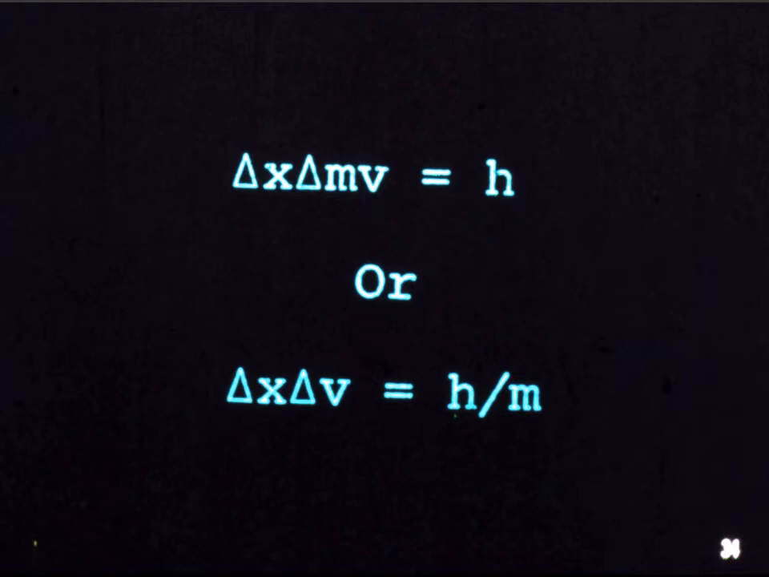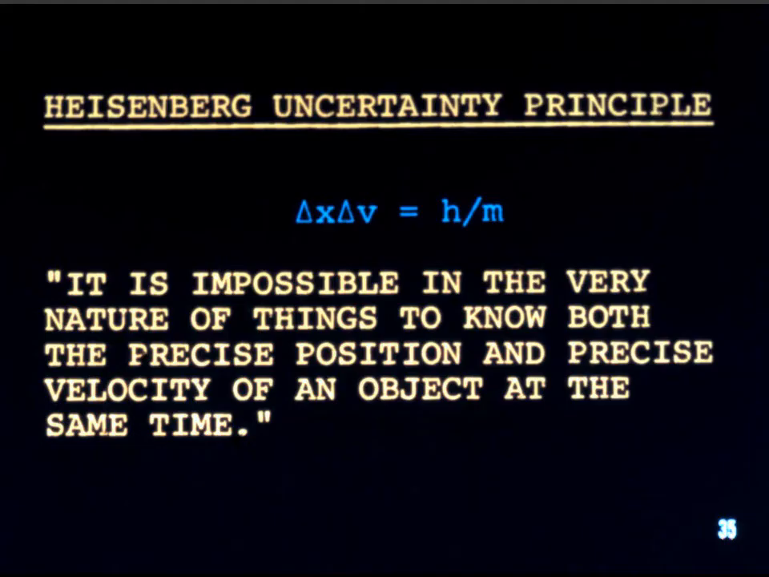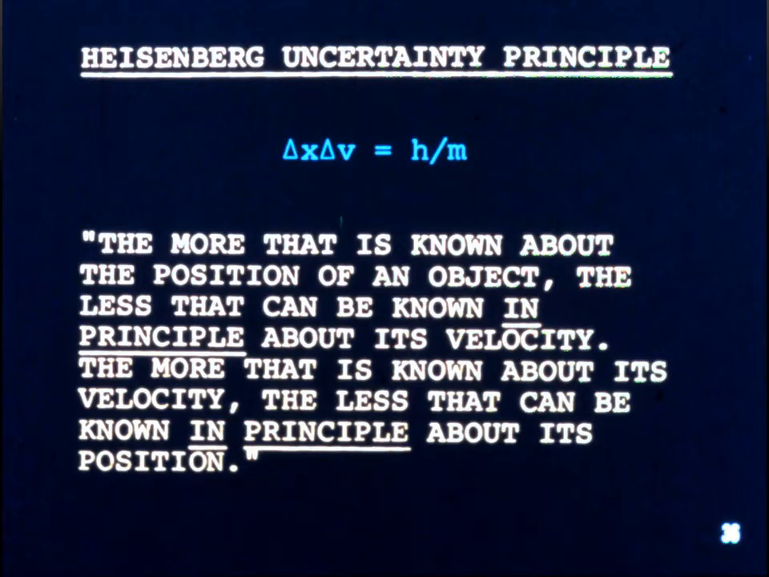This is the Heisenberg uncertainty principle, and it is often stated as, it is impossible in the very nature of things to know both the precise position and precise velocity of an object at the same time. Another equally valid restatement of the principle is, the more that is known about the position of an object, the less that can be known in principle about its velocity. The more that is known about its velocity, the less that can be known in principle about its position.